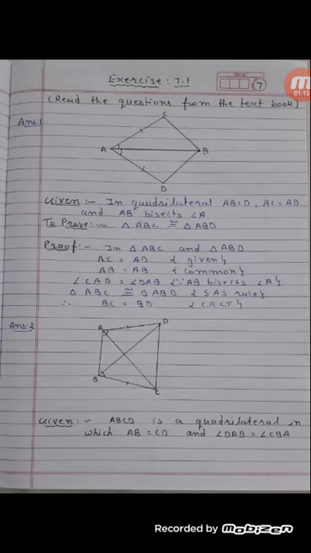Proof. In triangle ABC and triangle ABD, AC is equal to AD is given, AB is equal to AB is common, angle CAB is equal to angle DAB, as AB bisects angle A. So, triangle ABC is congruent to triangle ABD, and we can write BC is equal to BD by CPCT. If you prove both triangles congruent, then you can write the other parts equal by CPCT.